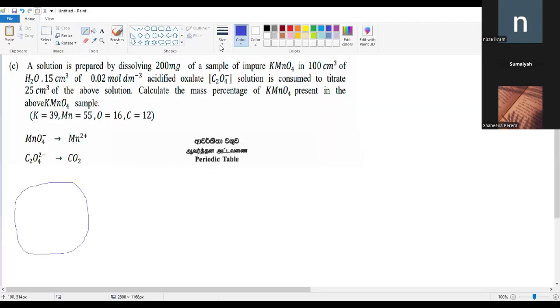So we have 200 milligram, 200 milligram, okay, is dissolved in 100 cubic centimeter of water. That means now the 200 milligram is dissolved in 100 cubic centimeter, which is KMnO4.